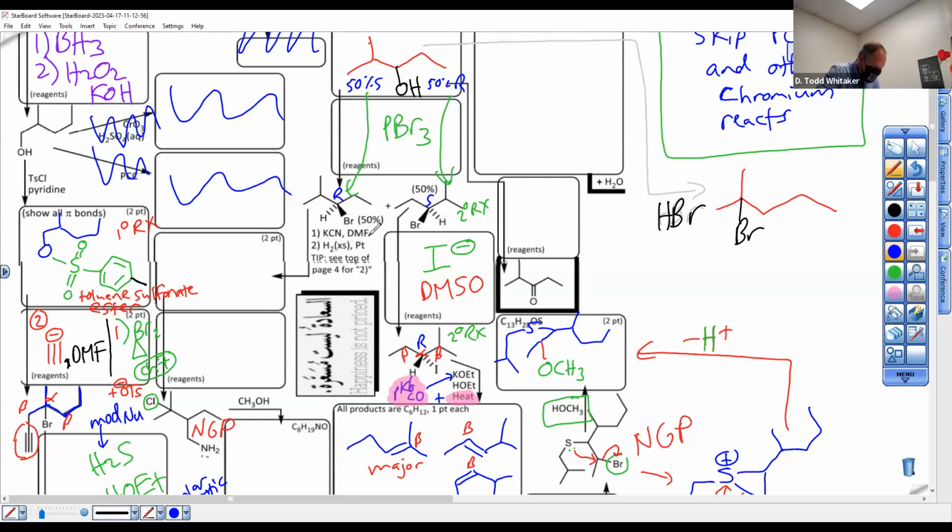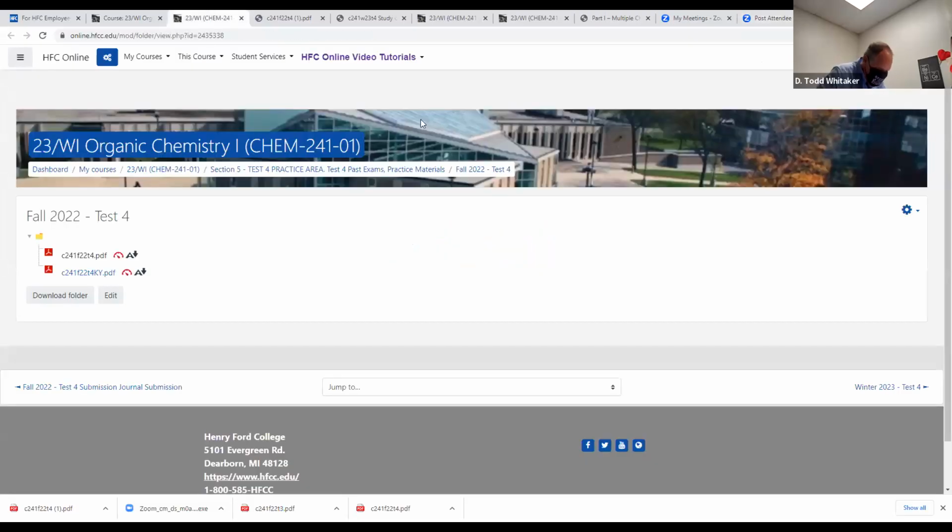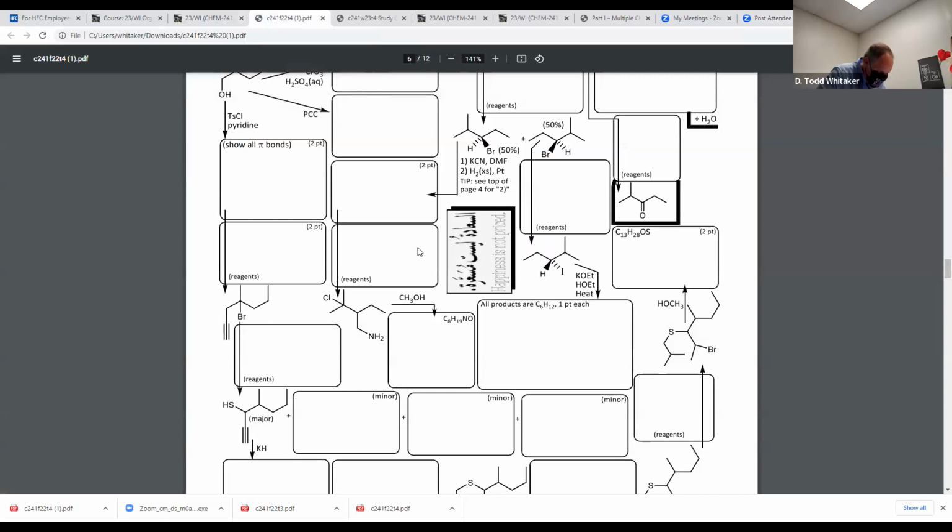H2 excess Pt, top of page 4. We don't have that. Stop share. Share. Where are you? Screen. I don't think that helped. Stop share. We need the post attendee. I can't see the top of my screen. That's the problem. I think it's here. Page 4.